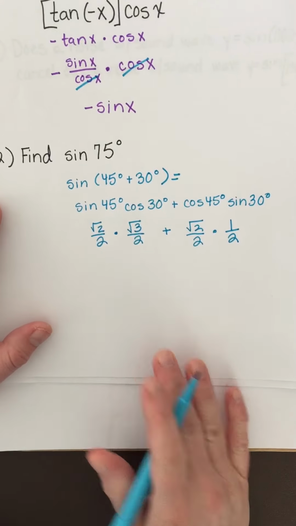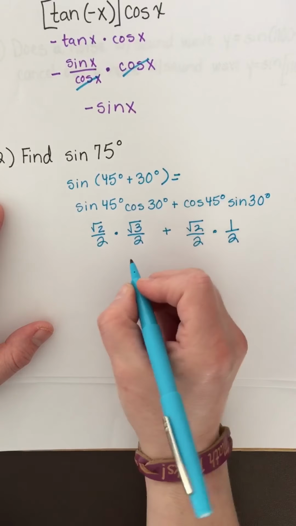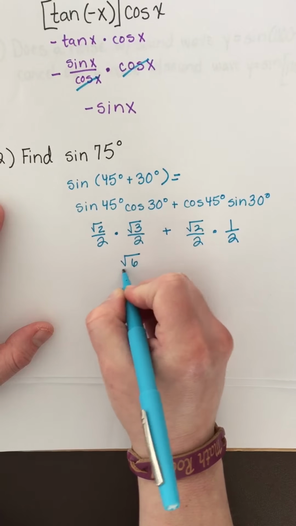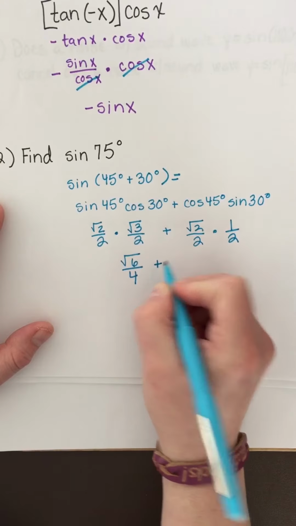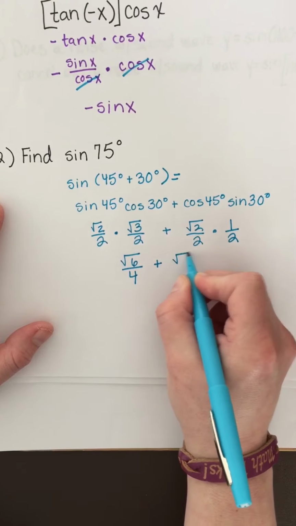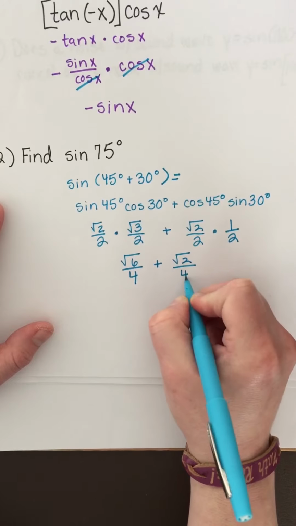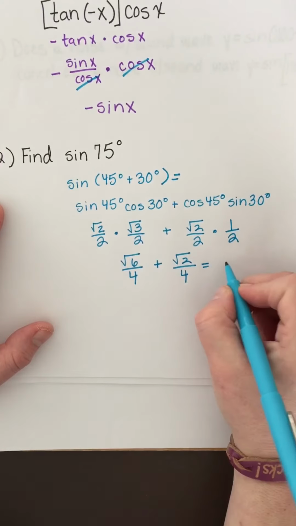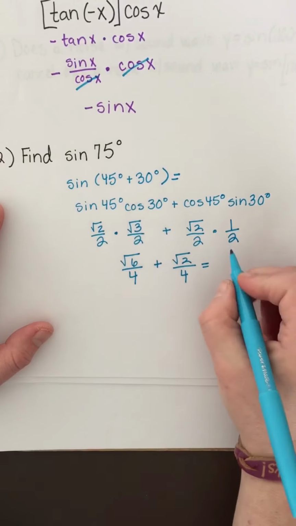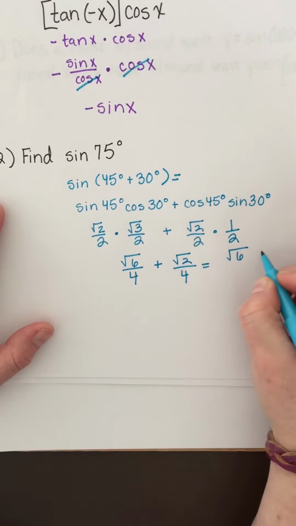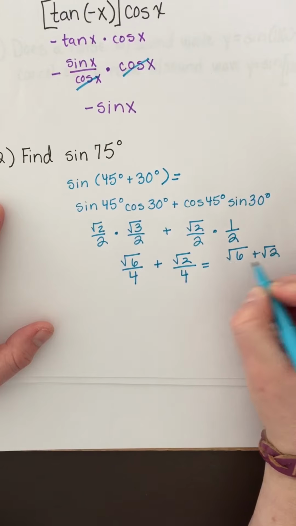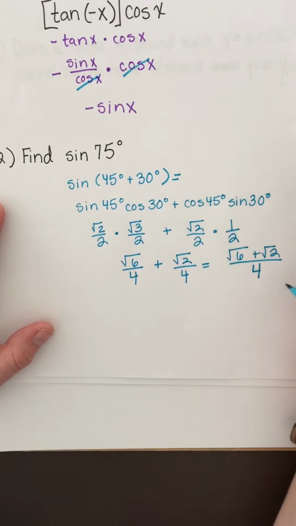And we're going to make that look prettier. The square root of 2 times the square root of 3 is the square root of 6. 2 times 2 is 4. The square root of 2 times 1 is the square root of 2, and 2 times 2 is 4. And since they have a common denominator, I'm going to write the numerator as one expression, so the square root of 6 plus the square root of 2 over 4.